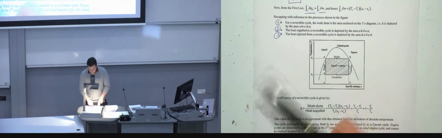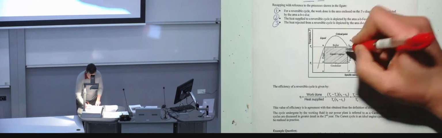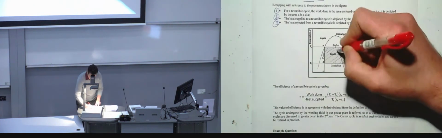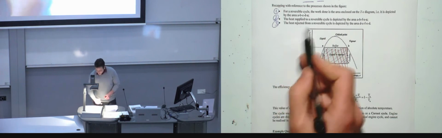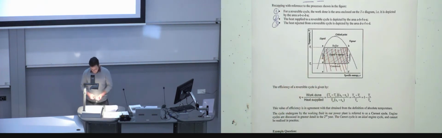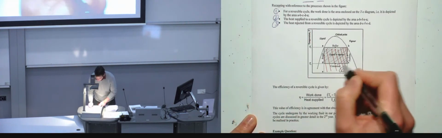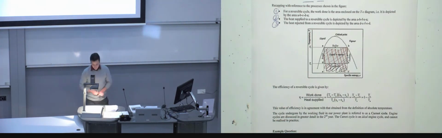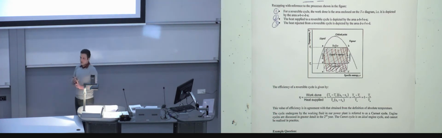The heat supplied to the reversible cycle is, in fact, as I mentioned earlier, this bit. And the heat rejected from a reversible cycle is really this bit. So I hope you can now identify those three areas which represent the work done, the amount of heat supplied, and the amount of heat rejected.